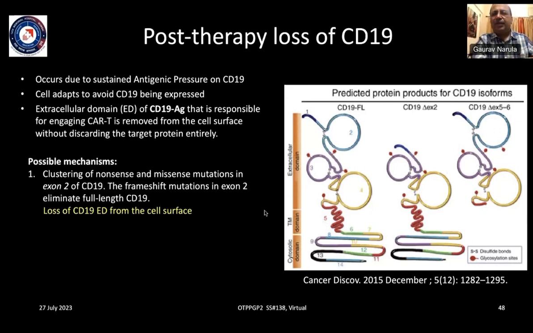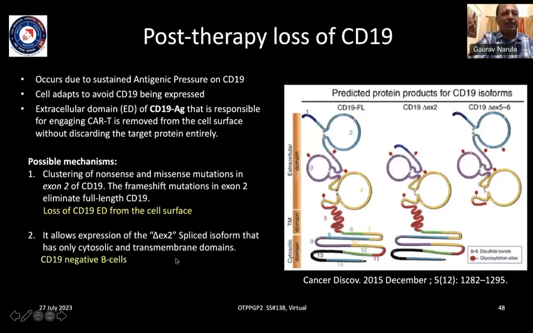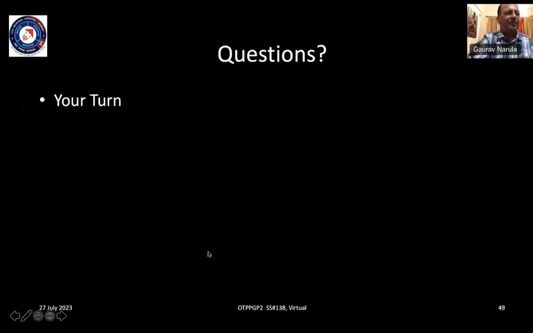It is something like, because it is wearing a hat and the hat is getting hit, it stops wearing the hat. It's just like that. This is what the cells do. They adapt and they stop expressing CD19. So the CD19 is still there. It is just not being expressed on the surface anymore. So these are the two ways that you can get CD19 negative relapse.